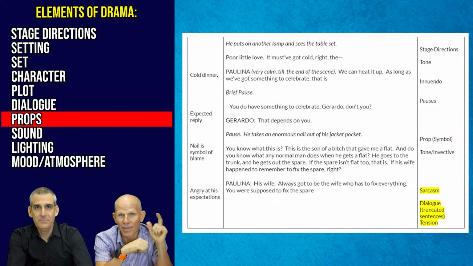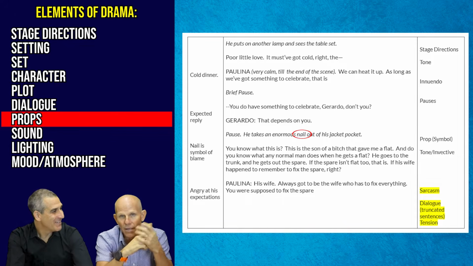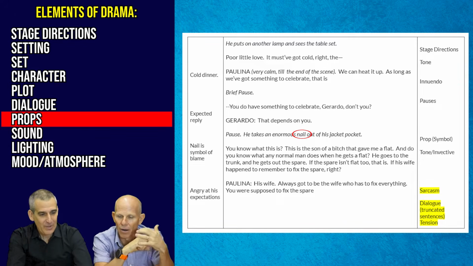The other prop is that nail that he pulls out. I forgot about the nail, Giles. Yeah. So it's interesting that these things are used very importantly.